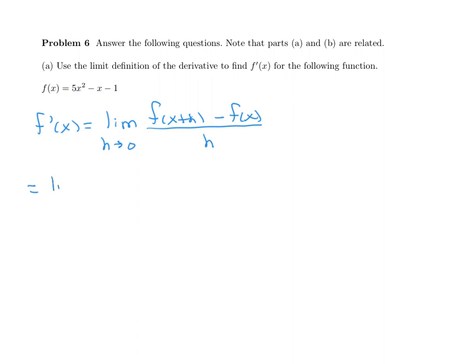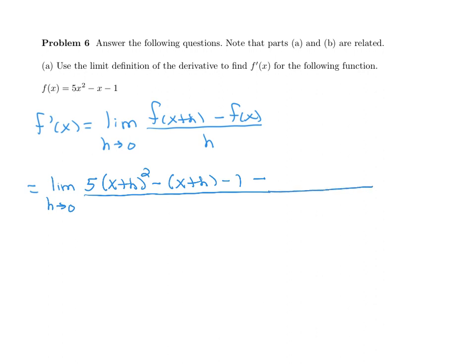All right, so this is the limit as h goes to 0 of, so f of x plus h is 5 times, well, instead of x, I'll put x plus h squared minus x plus h minus 1. And then I'm going to subtract off the entire function. I want to be really careful here. I'm going to use parentheses because I want to make sure I'm subtracting all of 5x squared minus x minus 1.